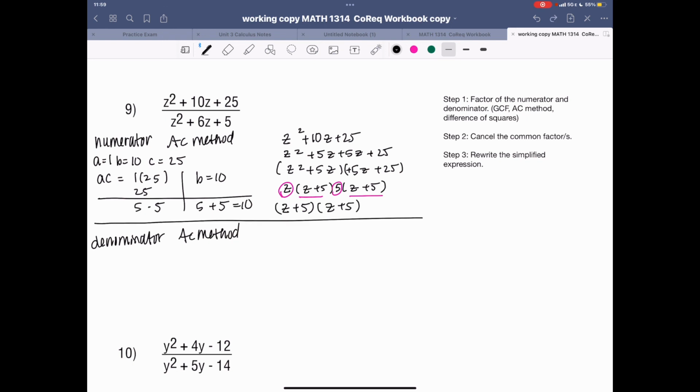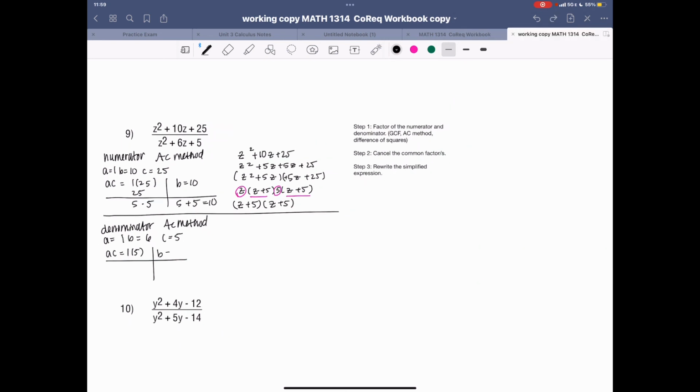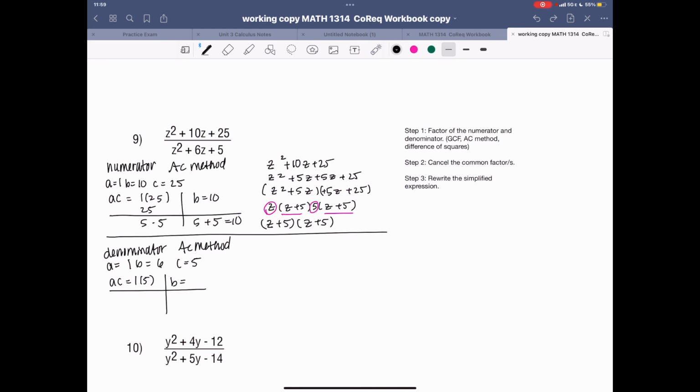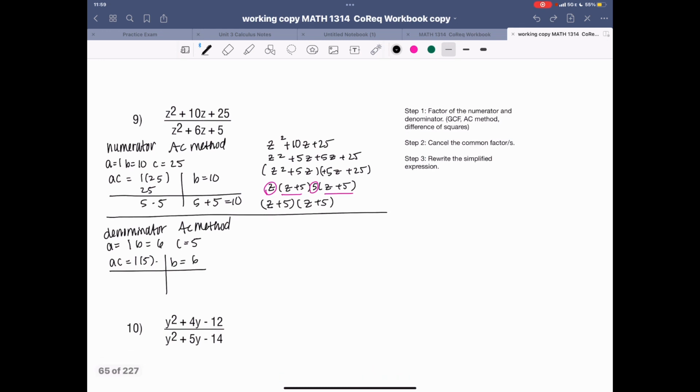Now we're going to do the AC method of the denominator. So a equals 1, b equals 6, and c equals 5. A times c is 1 times 5. b equals 6. So AC is 5 and b is 6. So your factors of 5 are 1 and 5. So 1 plus 5 equals 6.